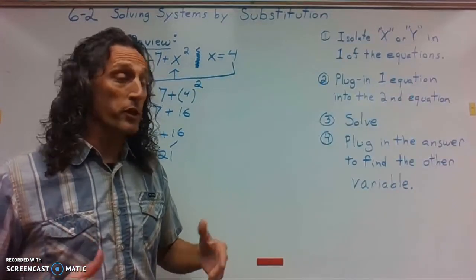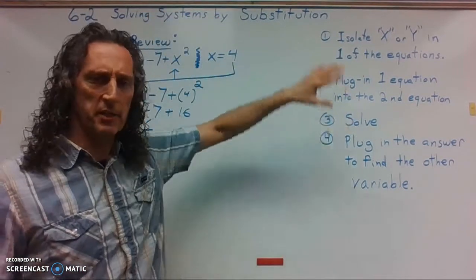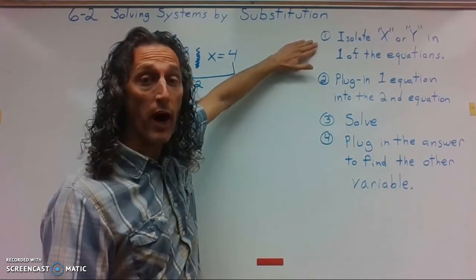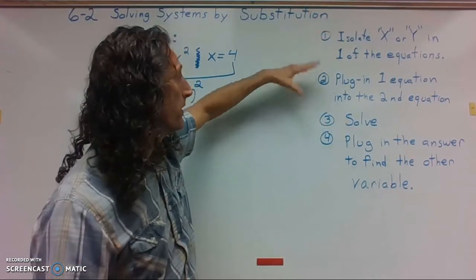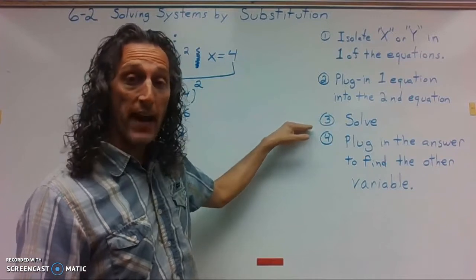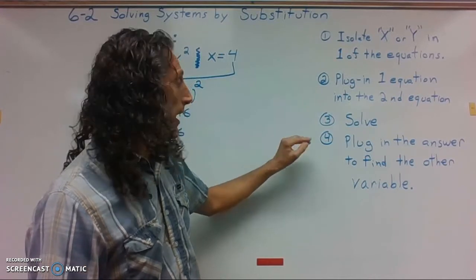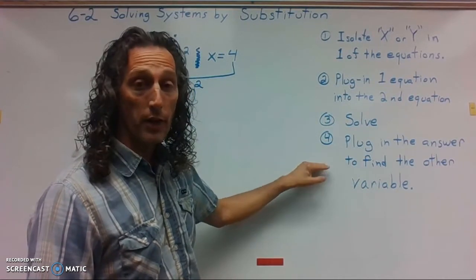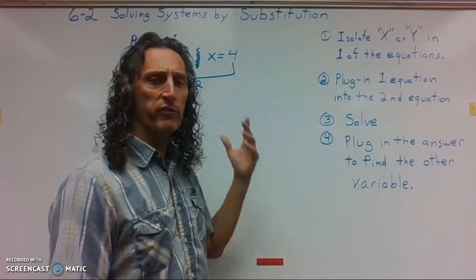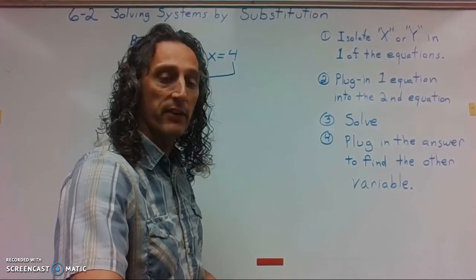So here are the steps that we're going to be using today to actually solve our systems by substitution. And this will make more sense as we're going through a problem. But step 1 is you're going to isolate an x or the y in one of the equations. Then we're going to take that, we're going to plug it into the second equation. We're going to solve for that variable. And then once we solve, we're going to take that answer and we're going to plug it back into our other equation to find the other variable. So this may seem confusing, but it will make sense in just a moment when we actually do a problem. Just make sure that we get this stuff copied down.